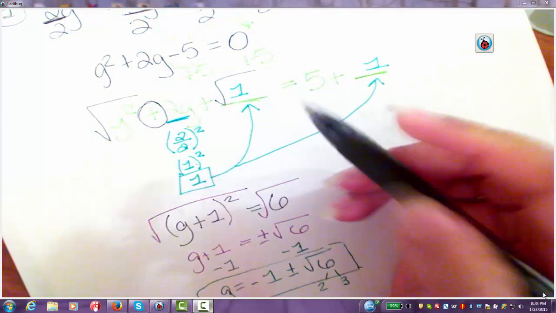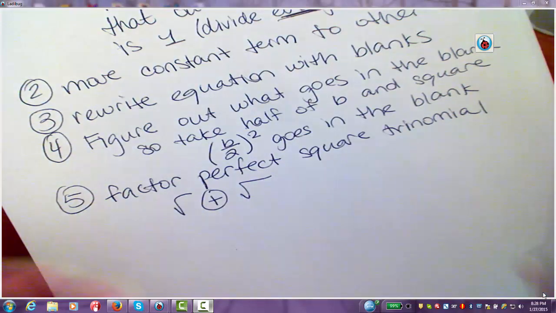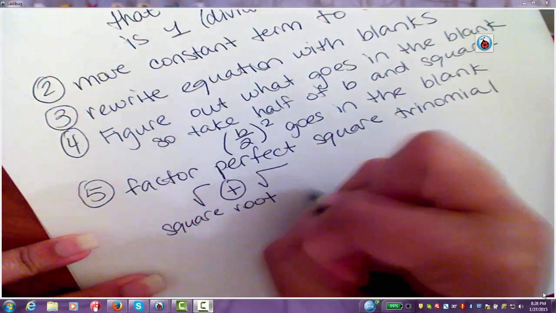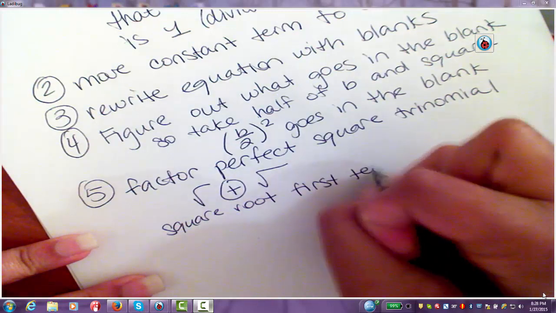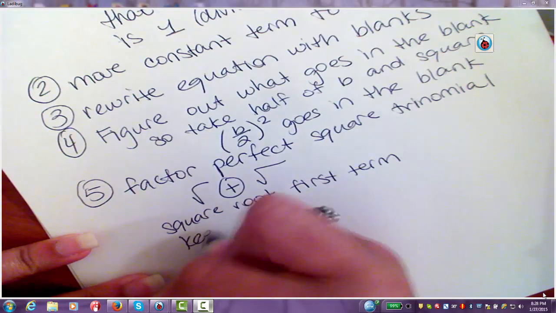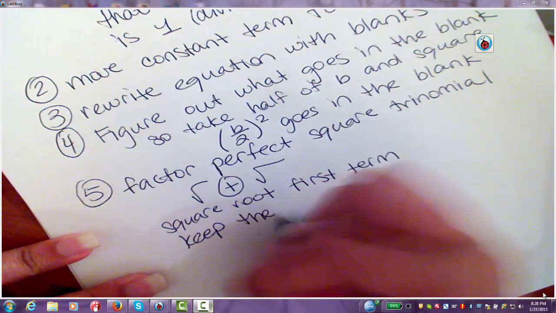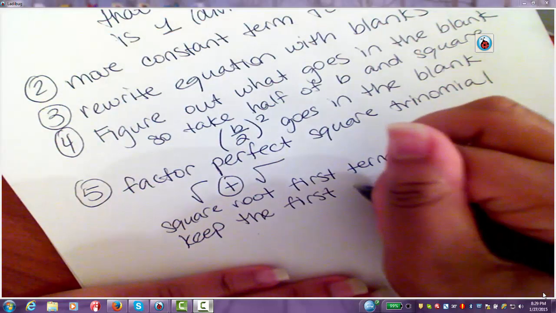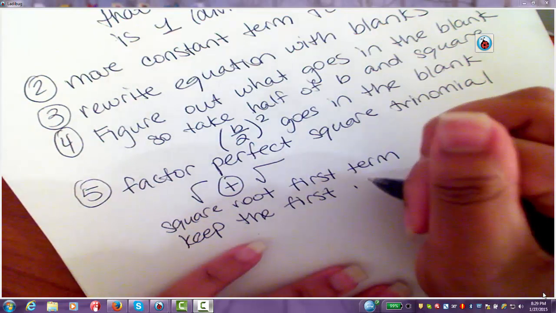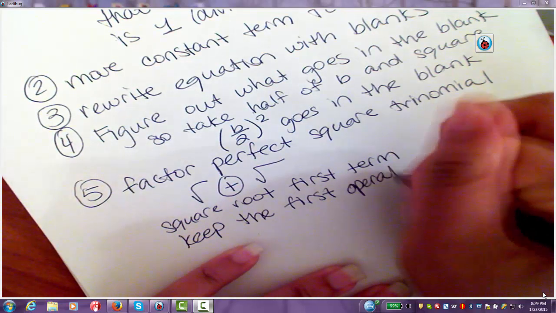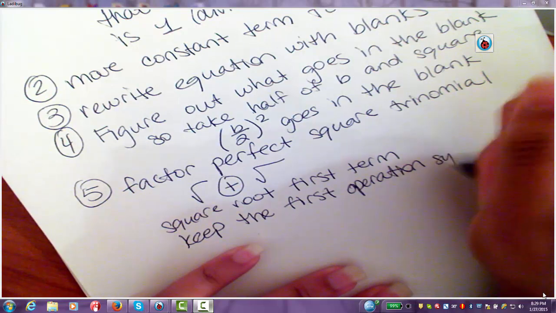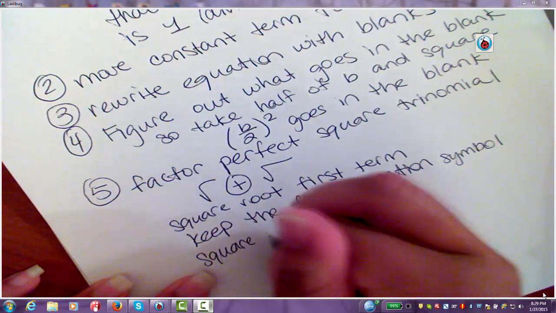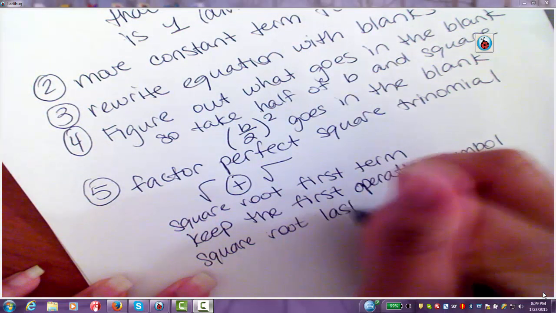So we square root the first term, we keep the first operation symbol, and then we square root the last term. And then that gives us our factor.